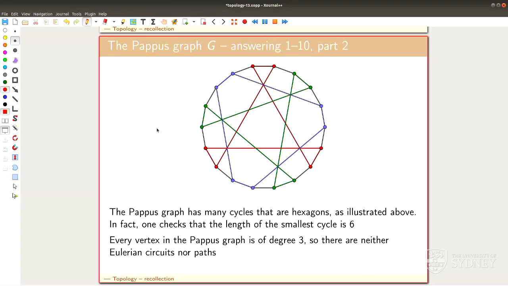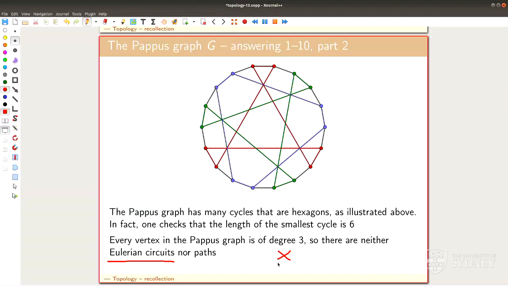So you can also eyeball in what surfaces the graph embeds by counting the smallest type of cycles. Here the smallest type of cycles are hexagons. They're very strangely arranged in the graph. And the Eulerian question is very easy to answer here. Everything is of degree 3, so the graph is dead no matter what we do with respect to Eulerian cycles. So here it just can't work.